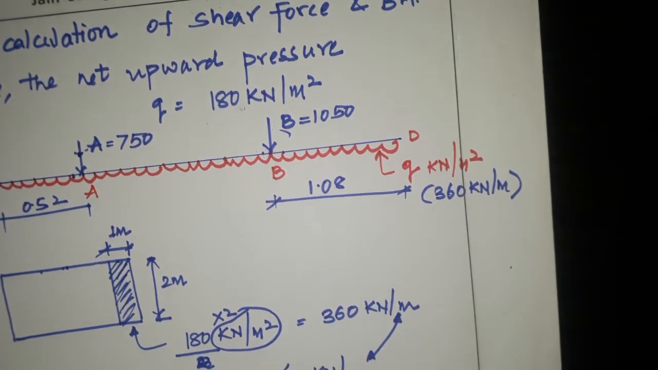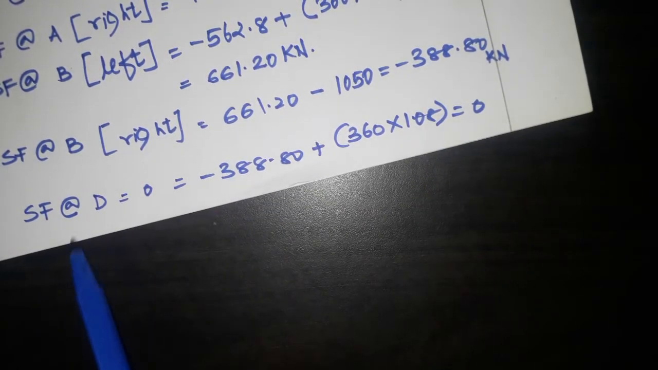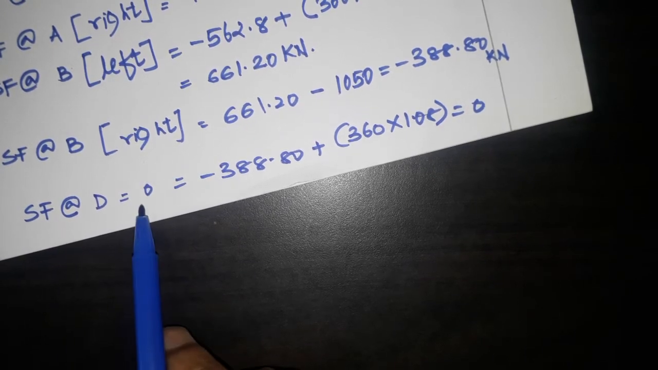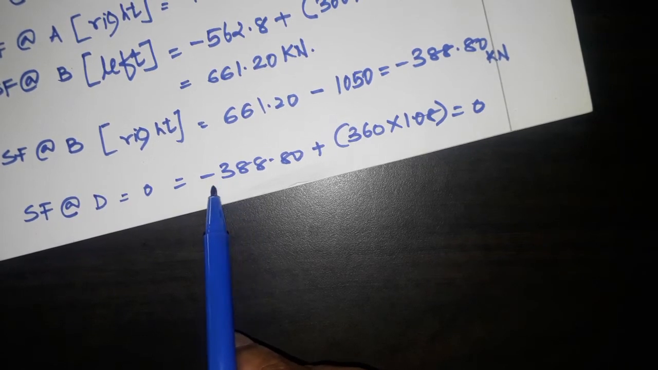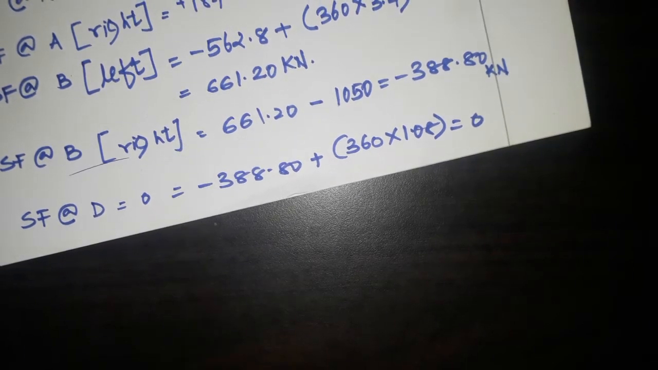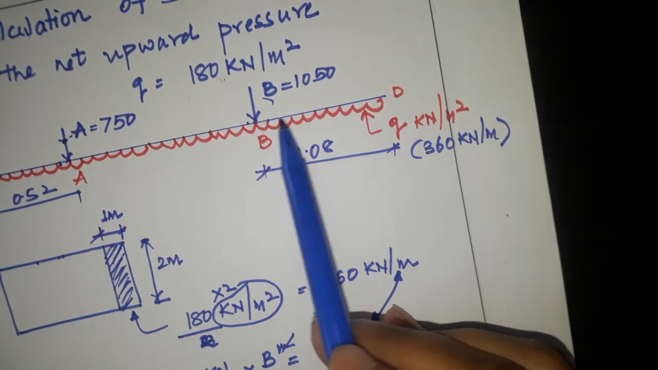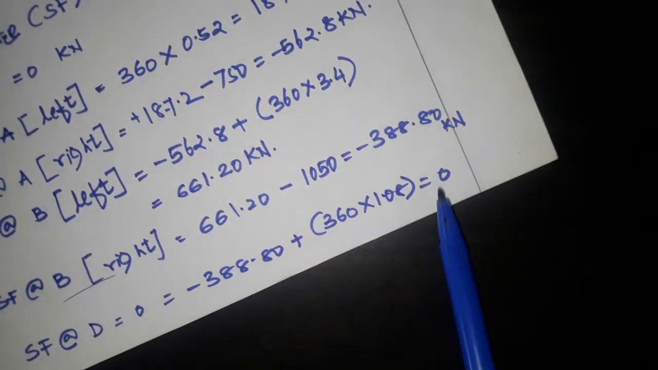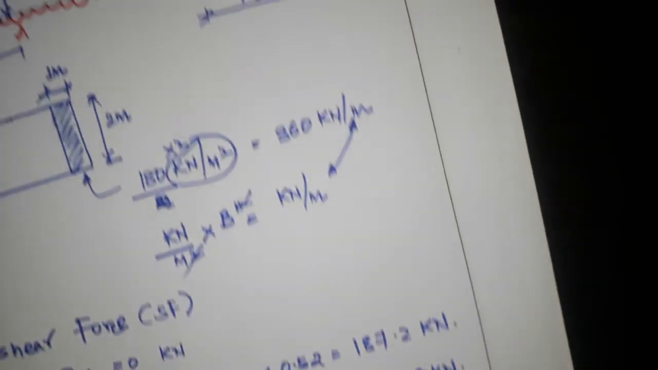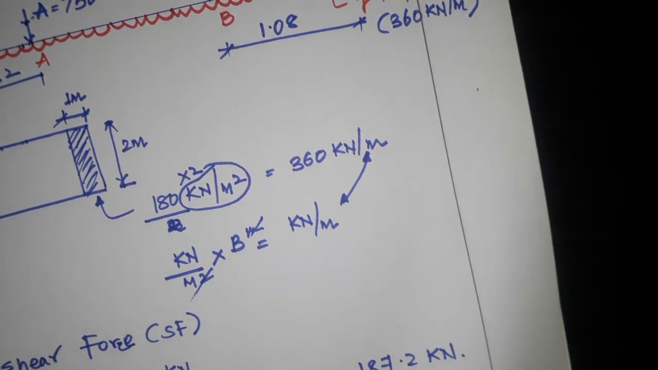After that, when you check the shear force at D, because it is a free end, the shear force at D again should be equal to 0. You can directly write it, or if you want to check, we again got minus 388.8 from the previous, that is the shear force at B, right? Then again plus 360 into 1.08, so we got 0. Okay, understood? So shear force we did, now we'll go for the calculation of bending moment.